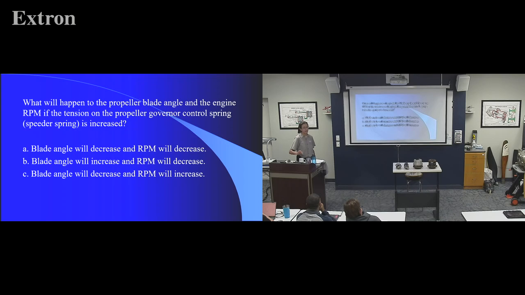And what will happen to the propeller blade angle and the engine RPM if the tension on the propeller governor control spring, speeder spring, is increased? Blade angle will decrease, RPM will decrease, or blade angle will increase, RPM will decrease, or blade angle will decrease and RPM will increase.